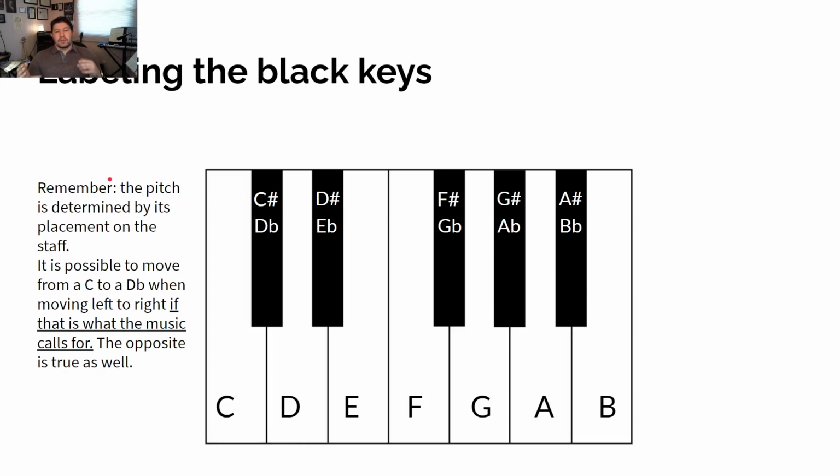So now remember, the pitch is determined by its placement on the staff. So even though the tones are enharmonic, we do have certain ones that sometimes move different ways. Like we're moving higher on the staff, we've already established that usually we're going to use the C to C sharp. However, it is possible to move from a C to a D flat if the music calls for it. Just like we can come down from G to G flat or G to F sharp. It really depends on what the music that you are reading is telling you to do.